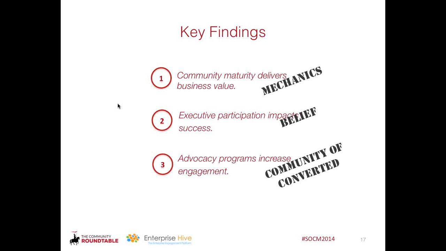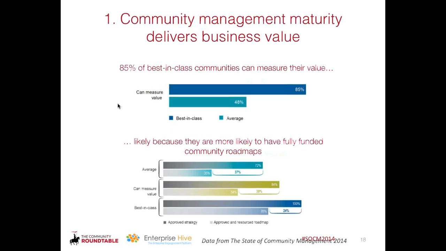So unpacking this a little more, if we look at the research, we broke down our research into looking at average communities and their practices, and then we pulled out what we call a best-in-class segment. And the best-in-class segment were those communities, the top 20% of communities that were really well-managed, the most well-managed communities. And then we looked at the communities that can measure their value. And average communities, 48% of them could measure their value.